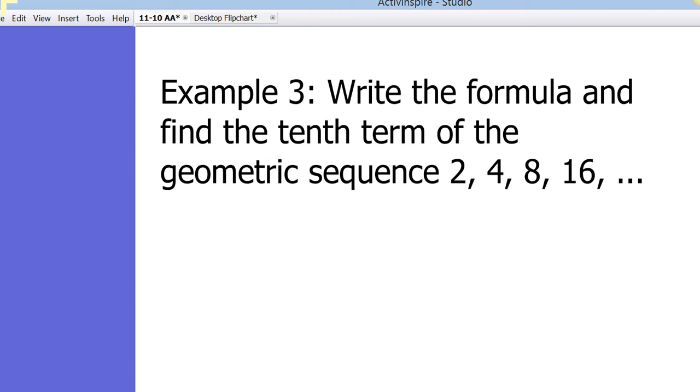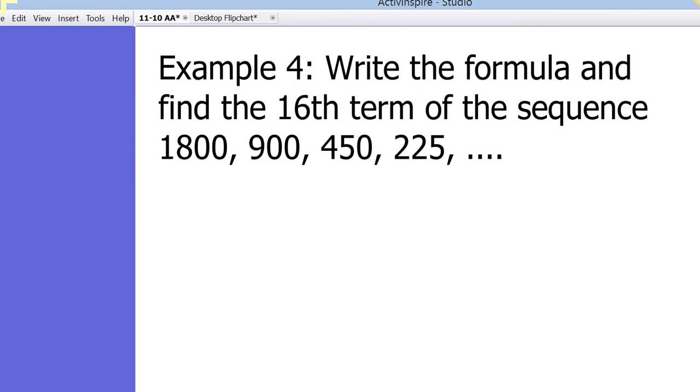Okay. Write the formula and find the 16th term of 1800, 900, 450, 225, and so on. Let's talk about this first. What's going to happen if you keep dividing at this rate? It's going to get really small. It'll probably eventually be a decimal, just to let you know. But what are we multiplying by?